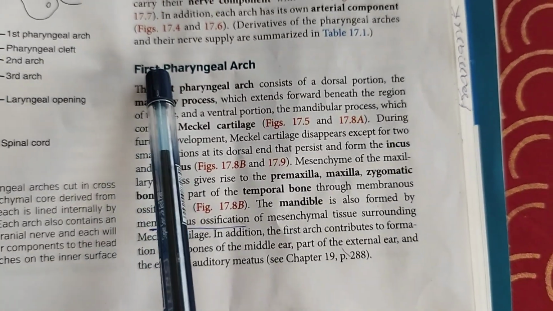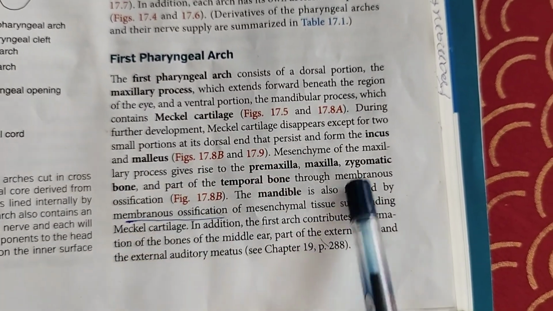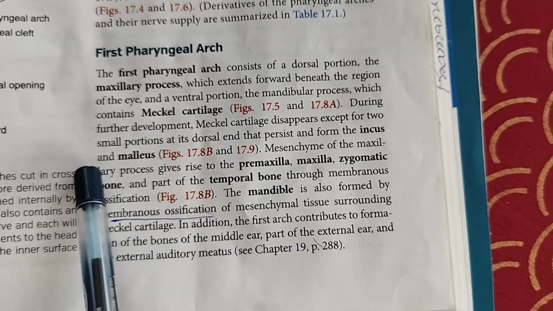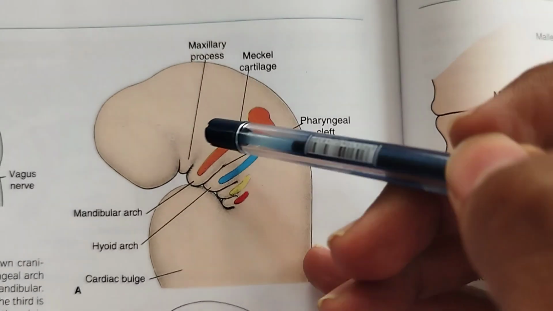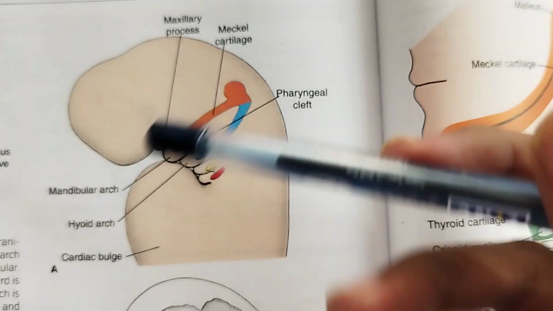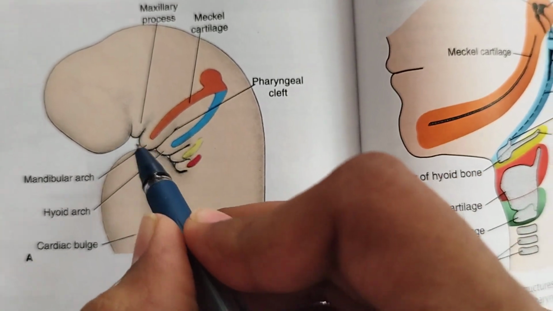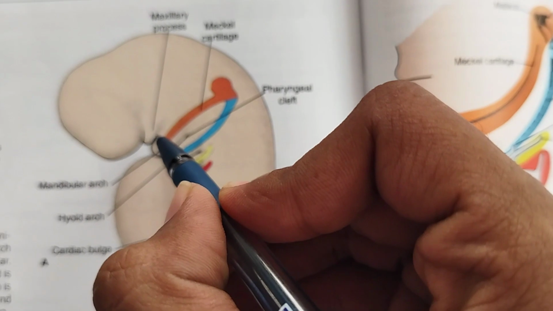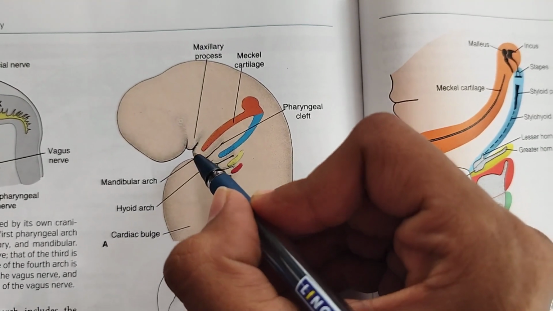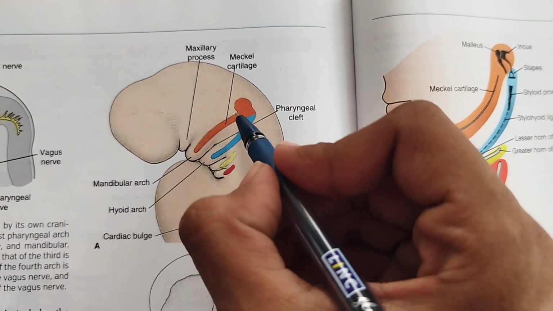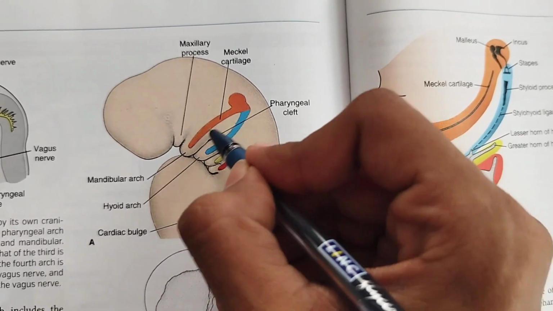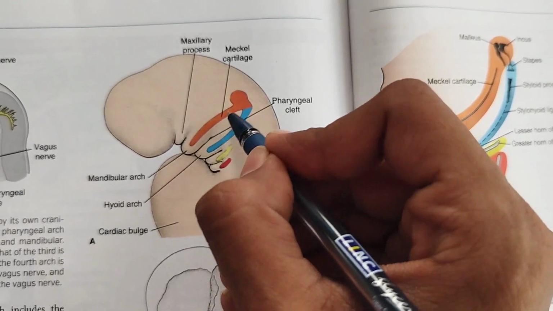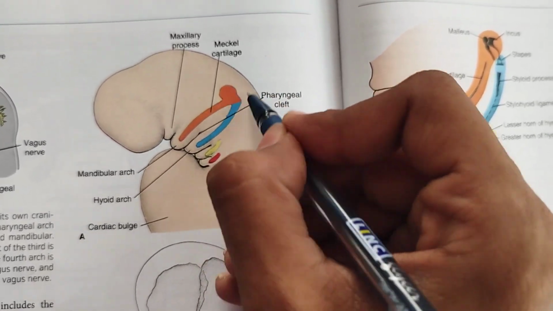Now, let's go into detail from where these bones have developed. The first pharyngeal arch has two parts. Here you can see it has a maxillary process. This whole thing is the first pharyngeal arch. It has a maxillary process, it has a mandibular arch, and it has a Meckel's cartilage. Now this portion of the Meckel's cartilage will disappear eventually, and this portion will remain.